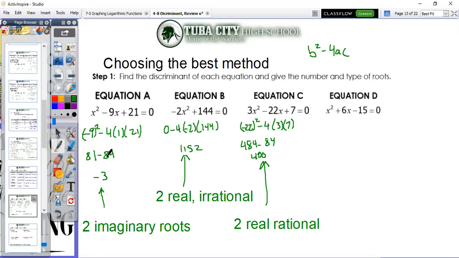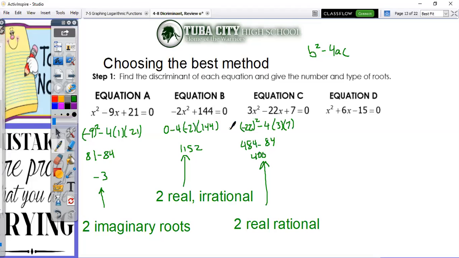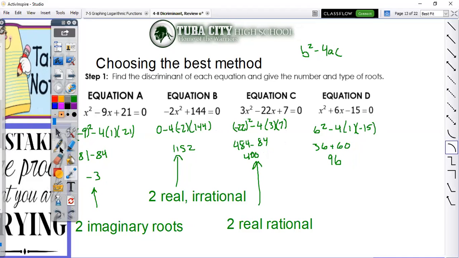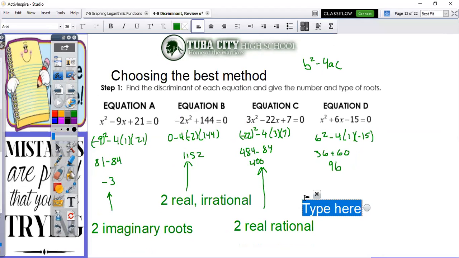And this is something that usually takes a little bit of time looking at them and trying to find out which one is going to be the best method. All right, so 6 squared is 36, and I have two negatives, so that's going to be 60, and that would mean that this is 96. And it's not a square number, so if we take the square root of it, we will get an irrational number.